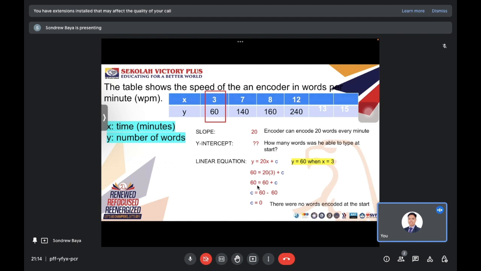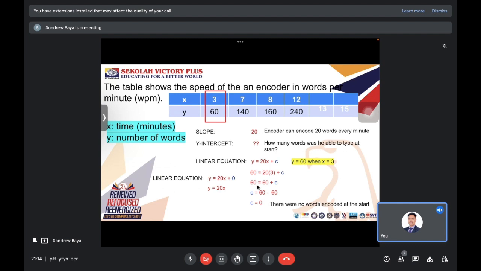So since we now know our y-intercept, we can now complete the linear equation. y equal to 20x plus 0, or we can just write it as y equal to 20x. And that's how to find the linear equation. By the way, this linear equation also models a linear relationship. So the word is modeling.